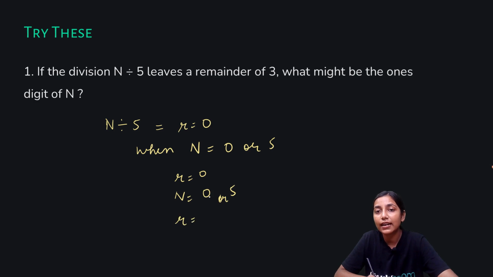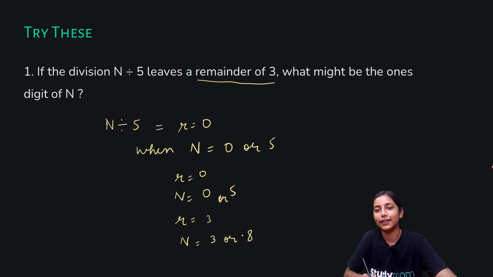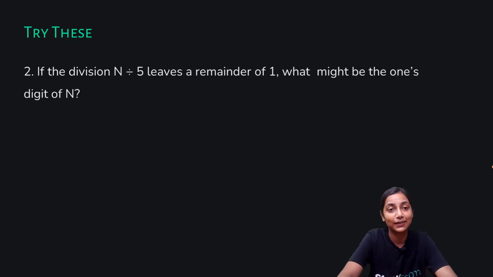But what if r is now 3? R is given to be 3. Then what will be n's unit place? It will be either 0 plus 3, that is 3, or 5 plus 3, that is 8. So what might be the ones digit of n? The answer is either 3 or 8. This is how you check this. Because you knew that the remainder will be 0 when n has 0 or 5 at the unit place, but if the remainder is given to be 3, then you add 3 to 0 as well as to 5, and you get 3 and 8.